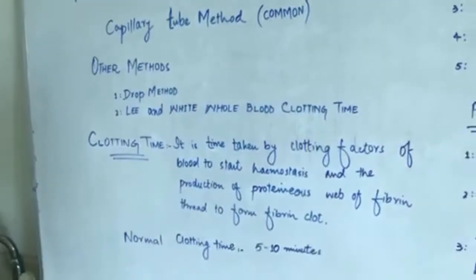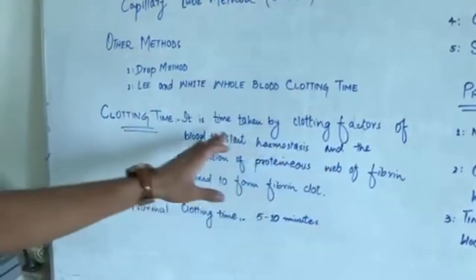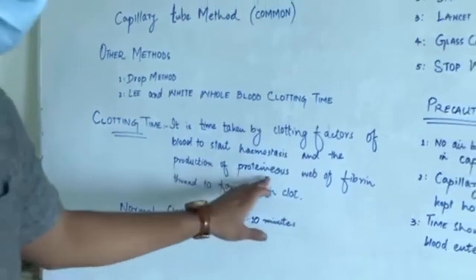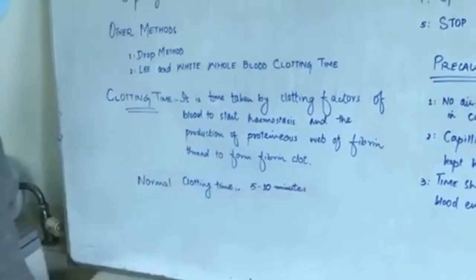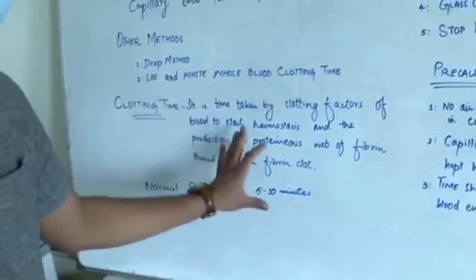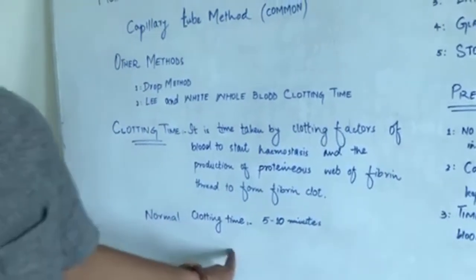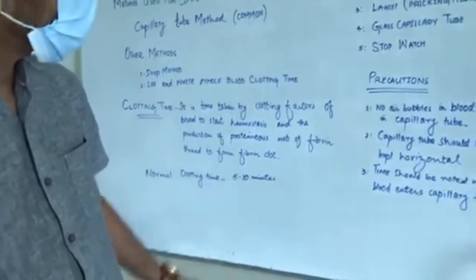So first of all, we should know what is the clotting time. It is the time taken by the clotting factors of blood to start hemostasis and the production of proteinaceous web of protein thread to form fibrin clot. So this is the definition that you people should know. The second thing is the normal clotting time. The normal clotting time is 5 to 10 minutes.